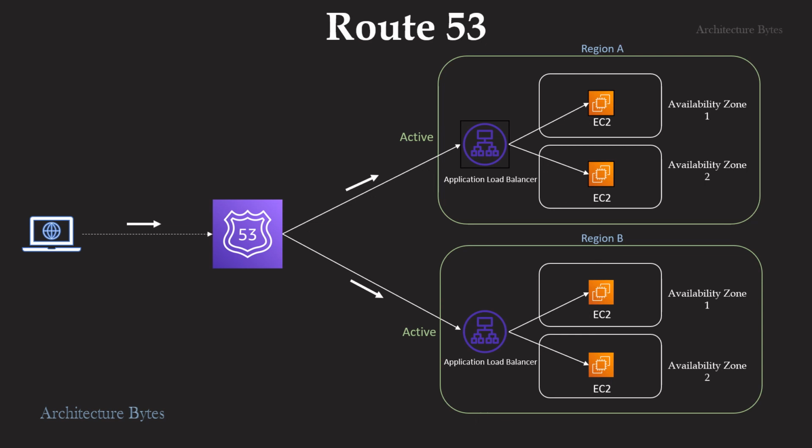Both regions can be treated as active-active, in which case Route 53 can send user requests to a region that is closer to the user using geo-proximity routing policy. Or you can treat regions as active-passive and use a failover routing policy, in which case all requests are routed to the active region. However, if the active region becomes unhealthy, then all the requests can be routed to the standby passive region.